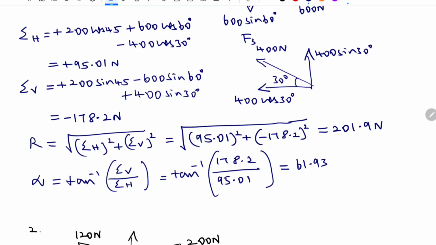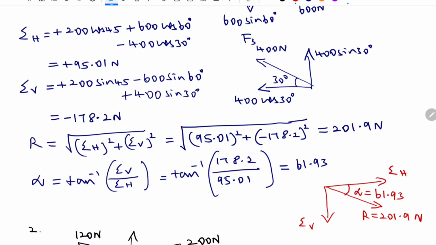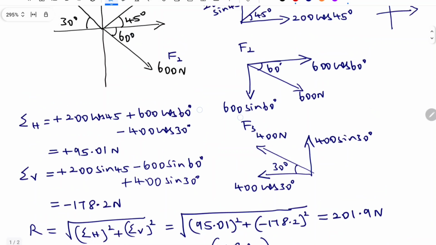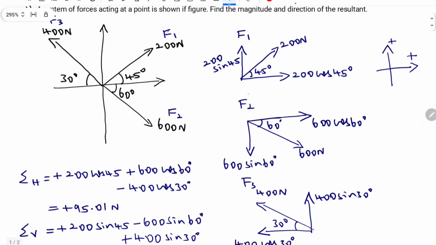So now let us mark the resultant in the force system. So my sigma H is acting in the positive direction. So this is going to be my sigma H, and my sigma V is acting in the negative direction. So this is my sigma V. So my resultant will be acting somewhere between these two. So this is the magnitude of my resultant, R is equal to 201.9 Newton. And the angle I have considered from the horizontal side. So alpha is equal to 61.93.